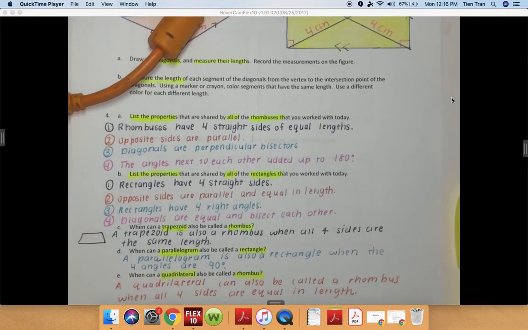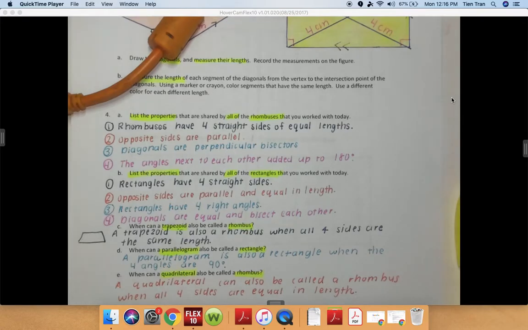Okay, problem E. When can a quadrilateral also be called a rhombus? Remember, a rhombus has four sides of equal length. So a quadrilateral can also be called a rhombus when all four sides are equal in length.